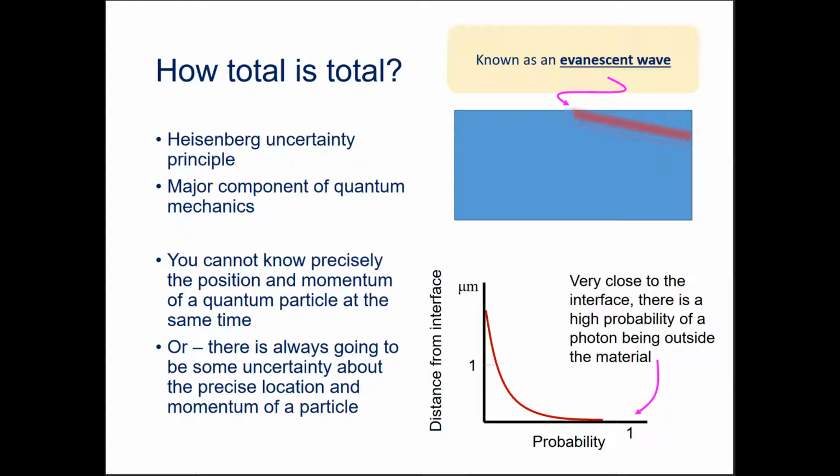The Heisenberg uncertainty principle is the theory used to describe the probability of locating a photon in a given area.